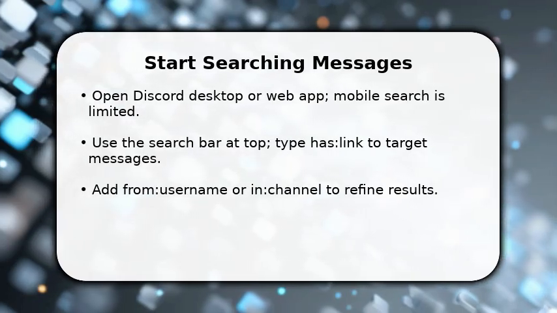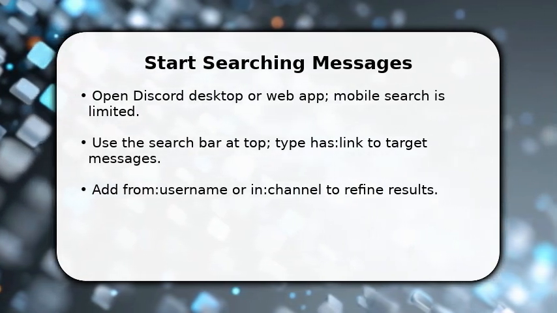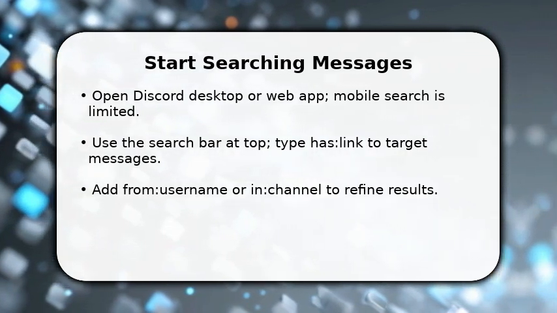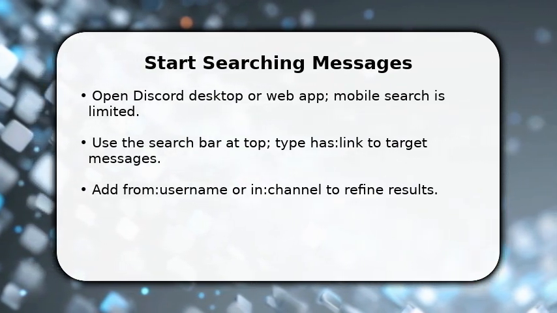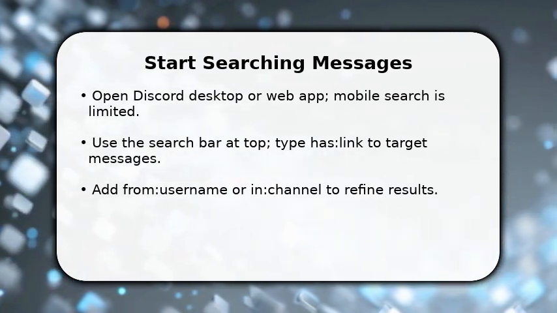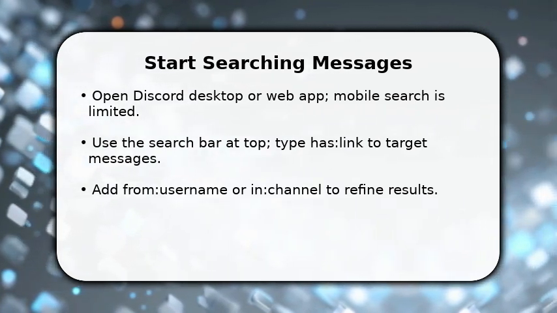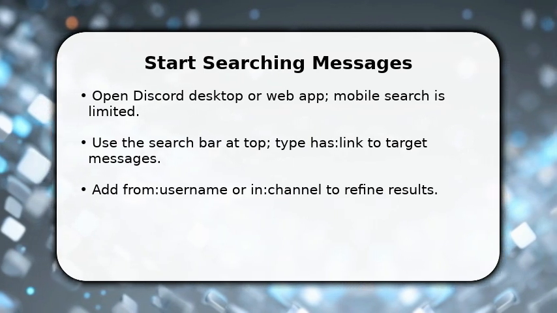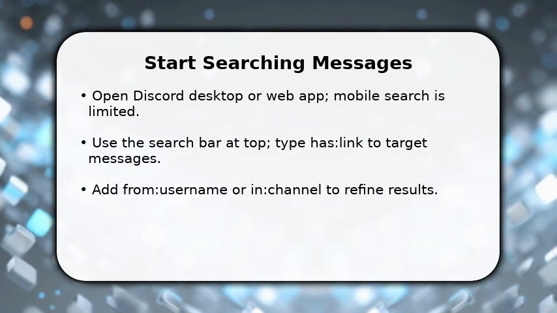You're starting the search now. Open Discord on desktop or the web so you have full search features. Type "has: link" into the search bar to surface messages that include URLs. Once done, refine with "from: username" to narrow to one person or "in: channel" to limit scope. Make sure to include quotes around multi-word channel or username. This immediate filtering skips scrolling and brings relevant messages so you can inspect attachments, invites, or plain links quickly.